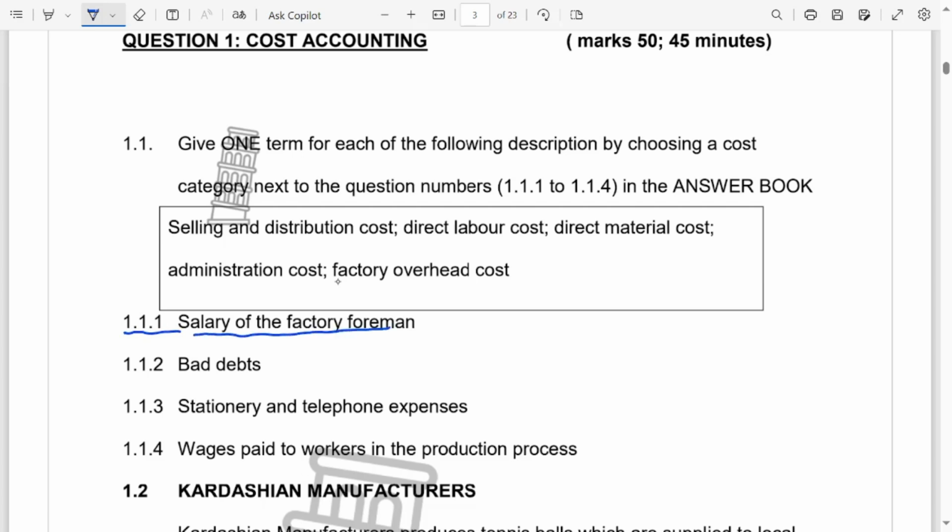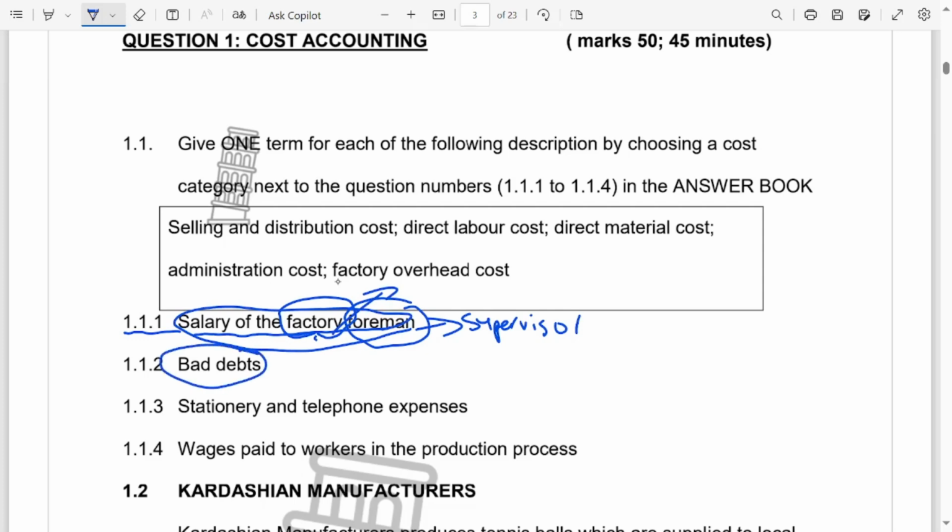So let's just focus on this word foreman. A foreman is someone who is a supervisor. So if there is a supervisor in a factory, that supervisor is not going to be directly involved in the production process because that supervisor would be supervising the employees that are working. So meaning that a salary of a factory foreman is an indirect labor. So therefore we regard it as a factory overhead cost.